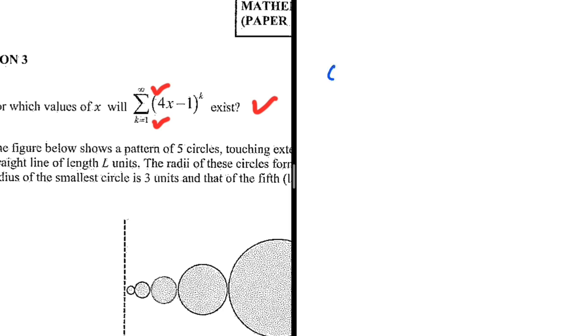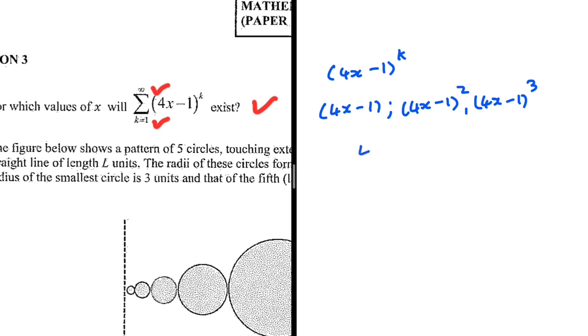So let's take a look. We have 4x minus 1 to the power k. The first term, when we substitute k equals 1, we're going to have 4x minus 1. So that is a. And then when we substitute k equals 2, we're going to have 4x minus 1 to the power 2. And after that, we're going to have 4x minus 1 to the power 3, and so on. So we can see that the common ratio here is 4x minus 1.